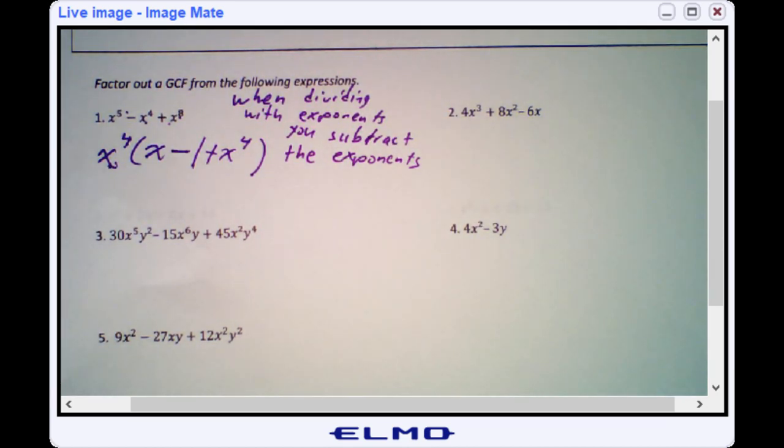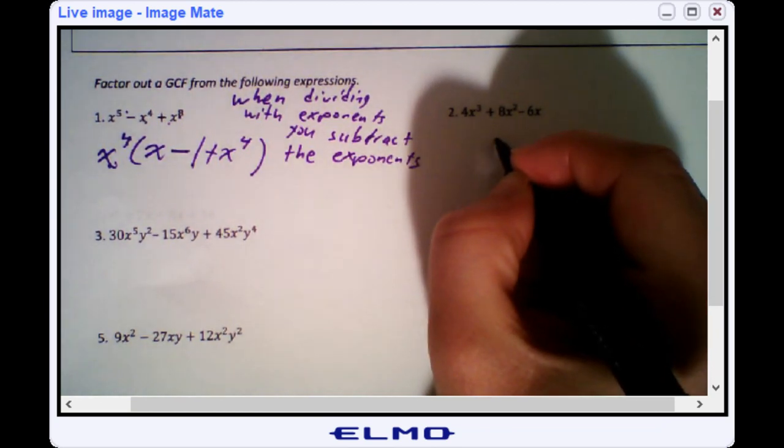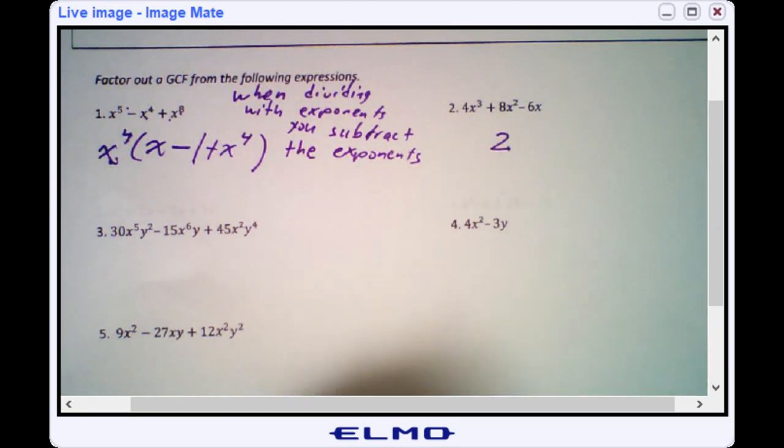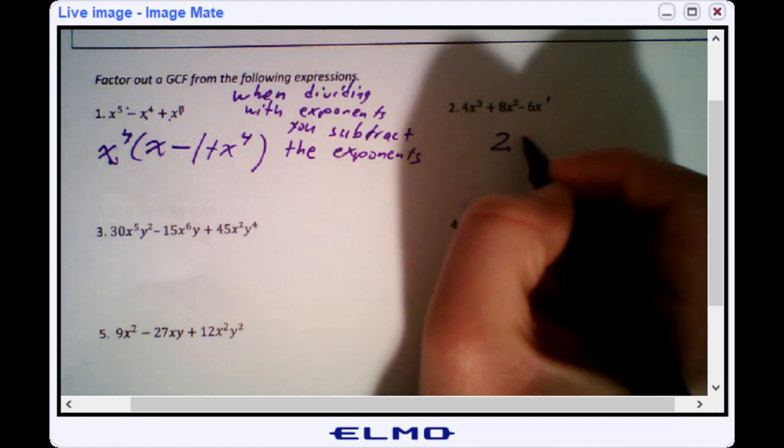Problem number 2, I now have variables and I have coefficients or numbers. I like to do the numbers first. I see a 4, an 8, and a 6. I ask myself, what's the largest number that goes into those 3? In this case, it's 2. My GCF is going to be 2 for the coefficients. And now I'll look at the variables. They are all x's. My smallest exponent is a 1 here, so it's just going to be 2x.